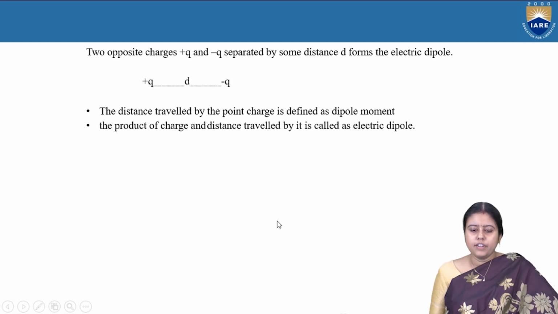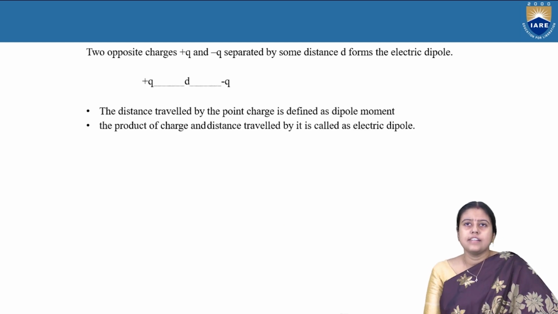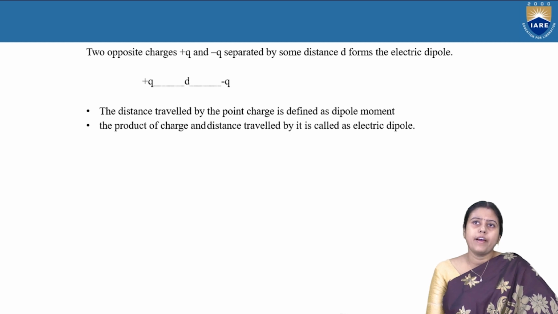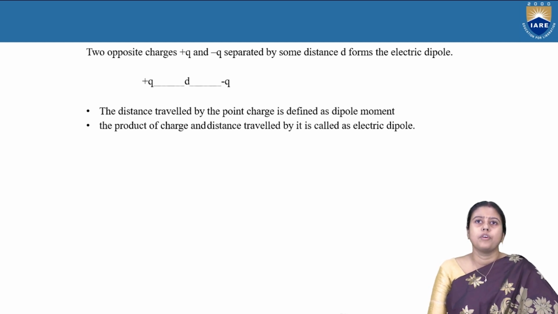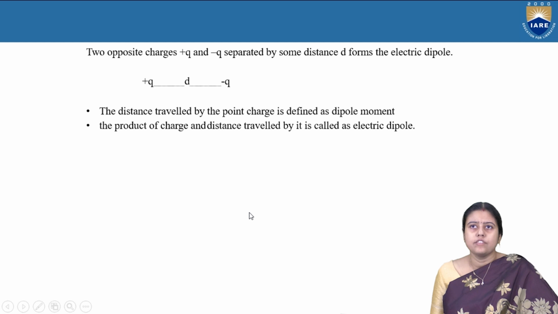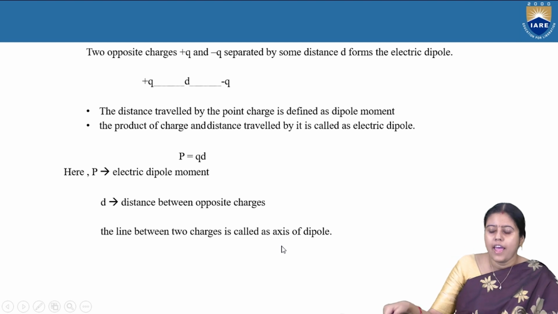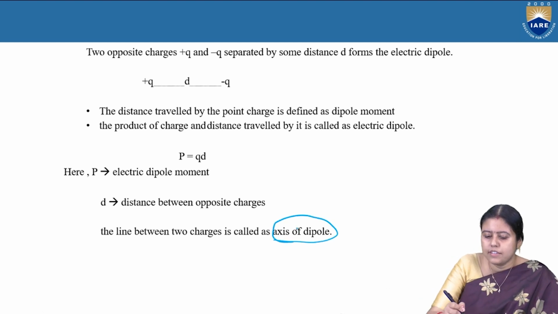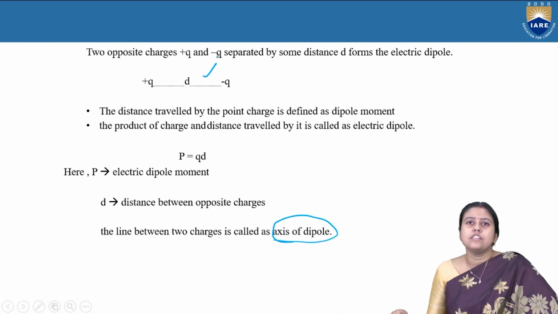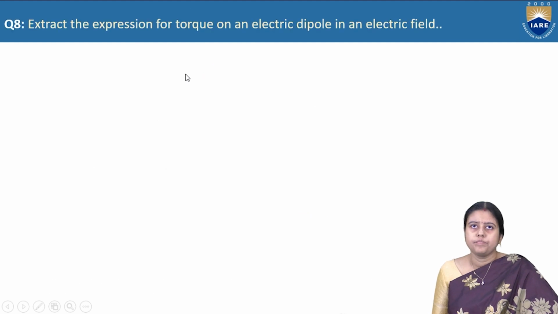So we have already discussed this. The distance traveled by the point charge is defined as dipole moment. The product of charge and the distance traveled is called the dipole moment, and p is equal to q d, and this line is known as the axis of dipole.